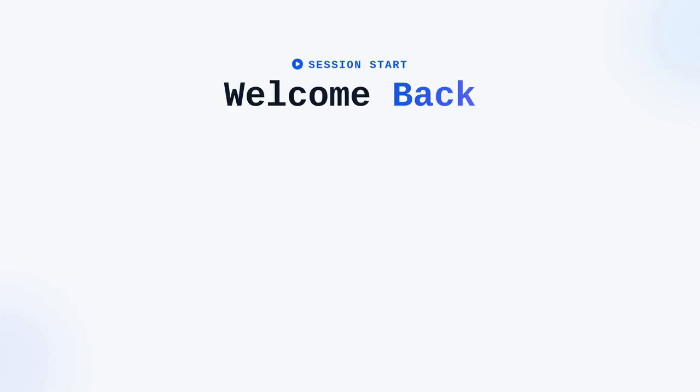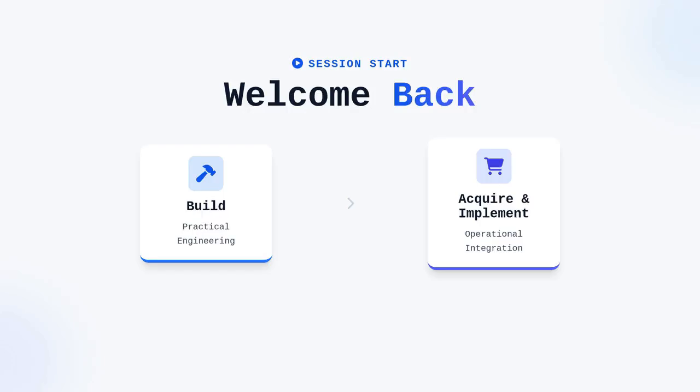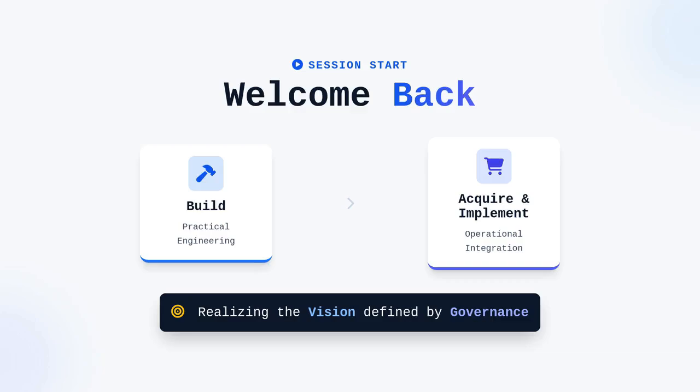Welcome back. In this session, we will examine the build, acquire, and implement domain, which centers on realizing the vision defined by governance through practical engineering and operational integration.